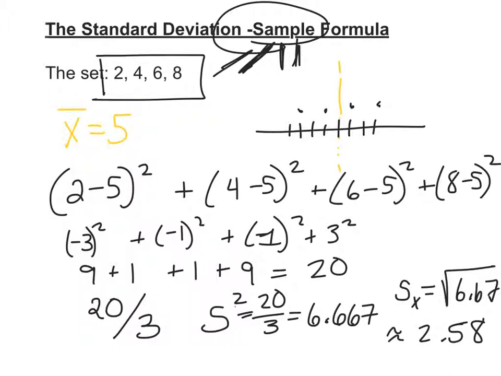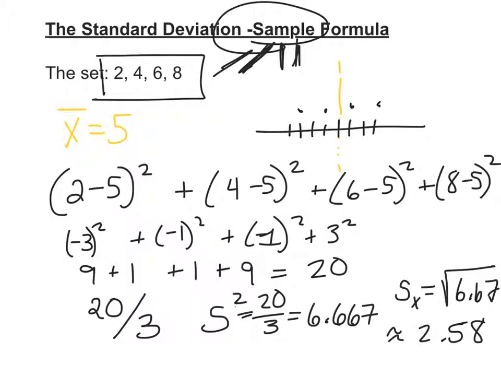Now remember that it's not the same as what our population was. It's different. It's a little bit bigger. Because when we have a sample, we like to overestimate it. It becomes less biased if we overestimate it by a factor of n minus 1.